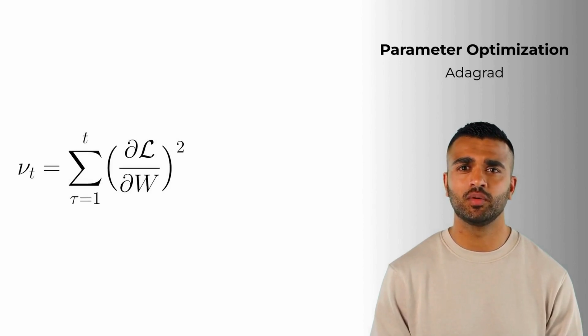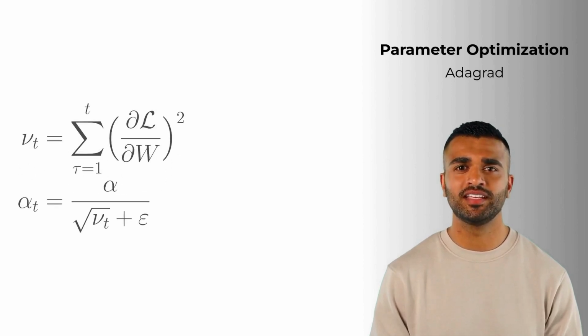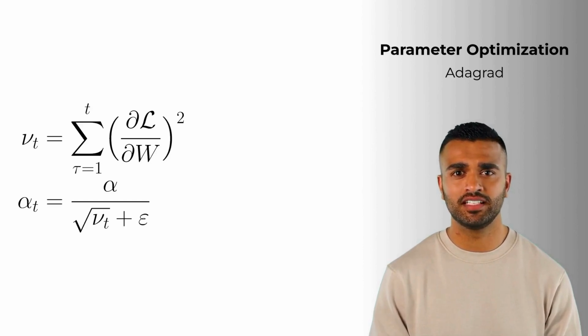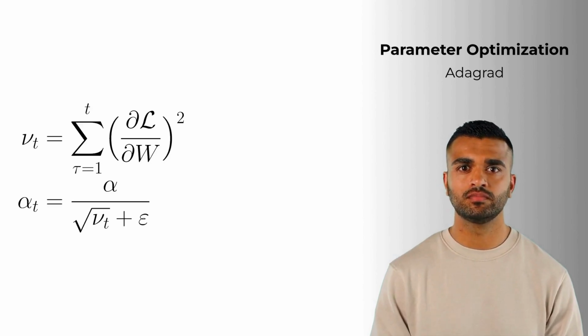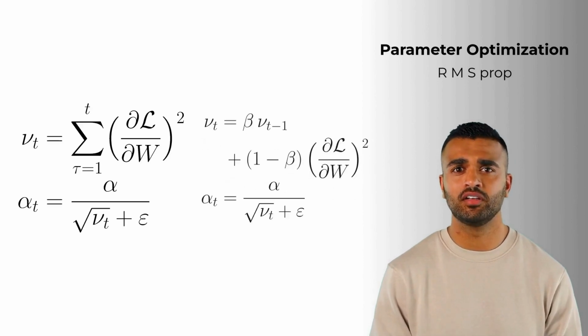Adagrad stores the sum of squared past gradients called nu_t. The learning rate is dynamically adjusted based on the following rule. If the slope has been steep for a while, nu_t grows and the effective learning rate, alpha_t, shrinks, giving us finer steps in tricky directions. RMSProp adds a decay term beta. Old gradients fade away, so the learning rate never collapses too quickly. The update formula for the learning rate alpha remains the same as for Adagrad.